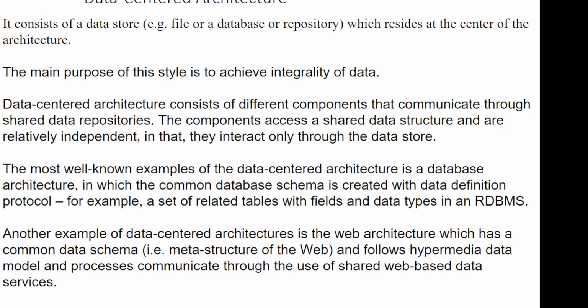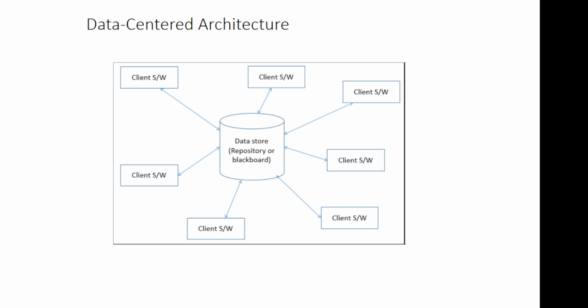Let's see a diagram. It's something like this. So it has a data store at the center of the system, and all the other components are the client software that actually access this data store. Now, the data store can either act as a repository or act as a blackboard. So repository and blackboard are two different forms of architecture. If I make this data store a repository, it behaves differently in comparison to the blackboard.